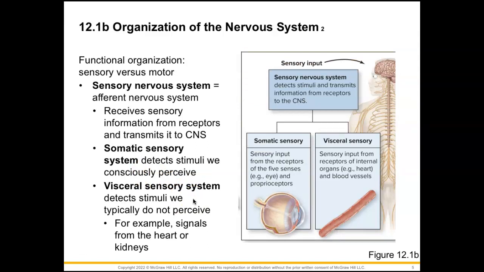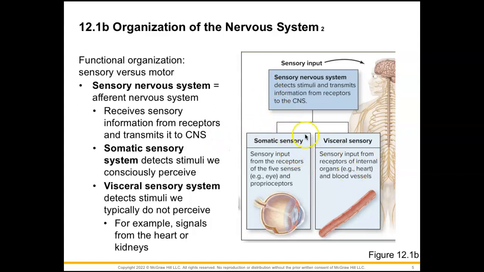Now for our functional organization, we're going to look at sensory function versus motor function. So first, let's take a look at our sensory nervous system. It is working to detect stimuli and transmit that information from our receptors to our central nervous system.